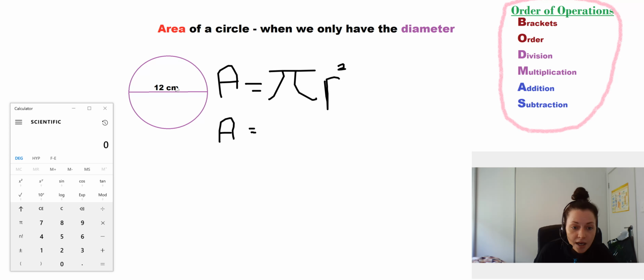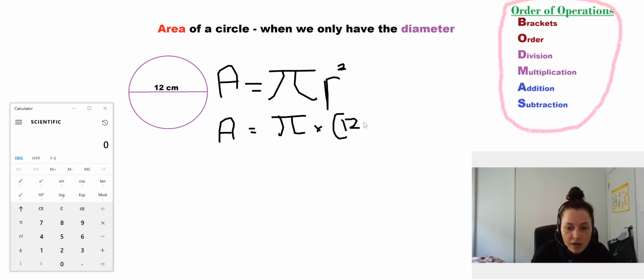Now here, I just really want you to see, this is the diameter, this is not the radius. Obviously we know that the radius, just by looking at this number 12, would be half of that, which is 6. But I want you to be able to show this in your working out. So A equals pi times 12 divided by 2 to the power of 2.